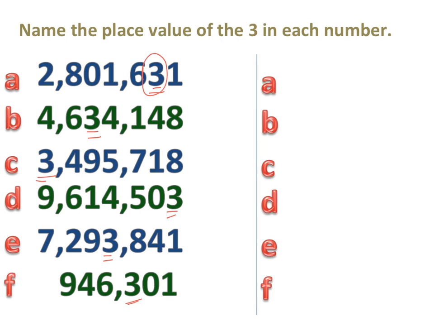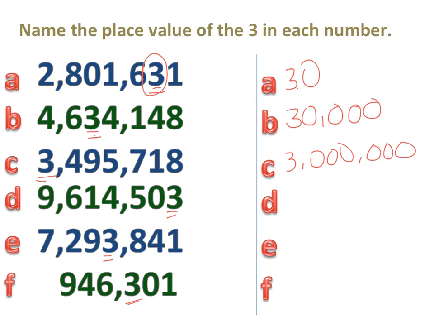This 3 is in the tens place. So the value of the 3 in the tens place would be 3 tens or 30. How about this 3? It's a 3 in the 10,000s place. So 3 10,000s or 30,000. This one's a challenge one. What place is after the 100,000s? Did you say million? A 3 in the millions place has a value of 3 million.